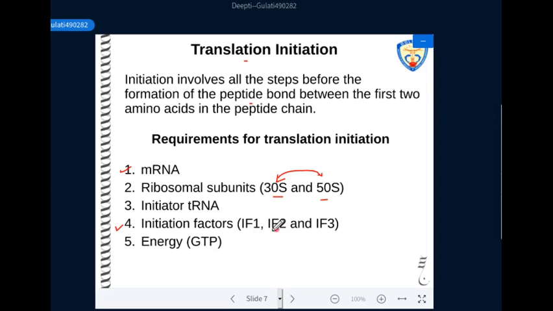Initiation factors are three: IF1, IF2, and IF3. Then we require the first transfer RNA molecule that will bind to the initiation codon, which in most cases is AUG. And we require energy in the form of a molecule of GTP.